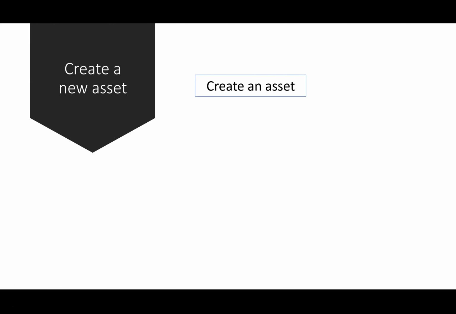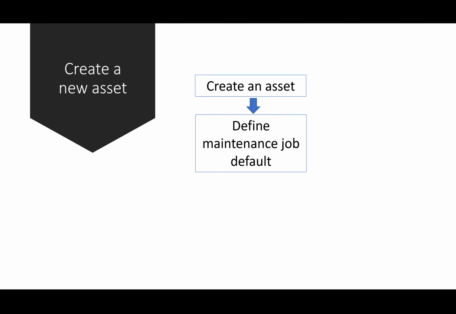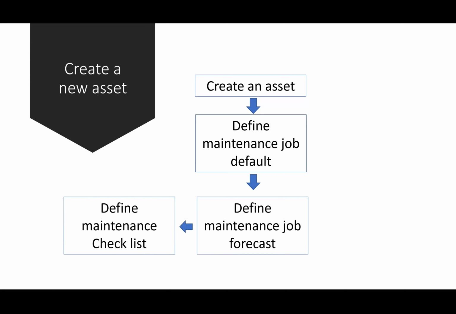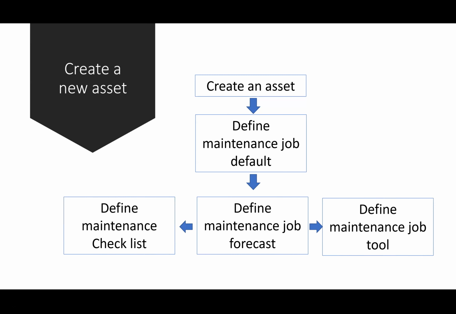So this is the process which we're going to follow. Create an asset in the asset master, and then we're going to define a maintenance job default. Then after that we're going to define the maintenance forecast, what type of forecast we need for doing this job. And then we're going to define the maintenance checklist, and also we define the tools, and then we're going to define the maintenance plan. Okay, so this is the whole thing we're going to come across in this tutorial. So let's do the demo.